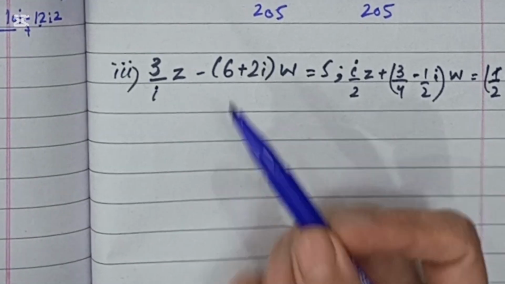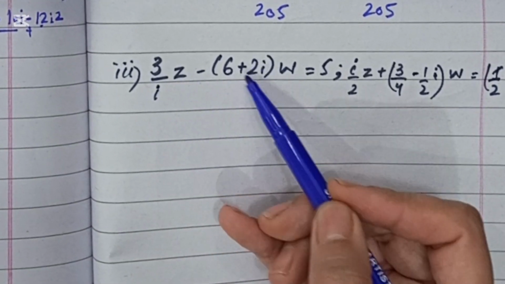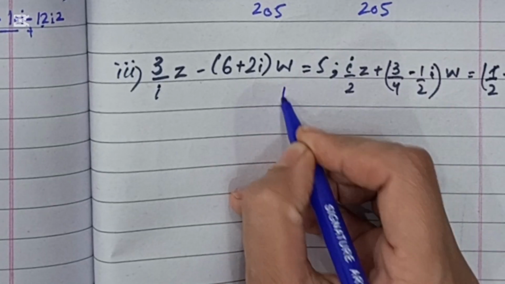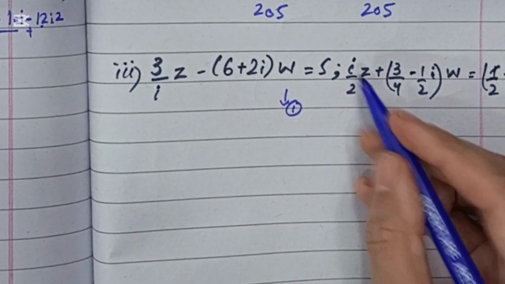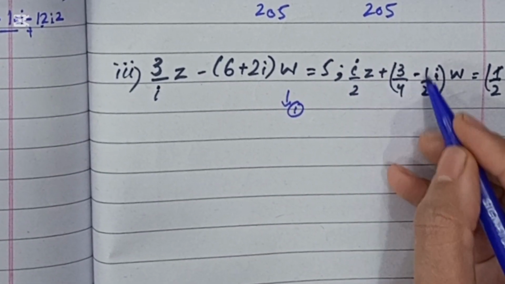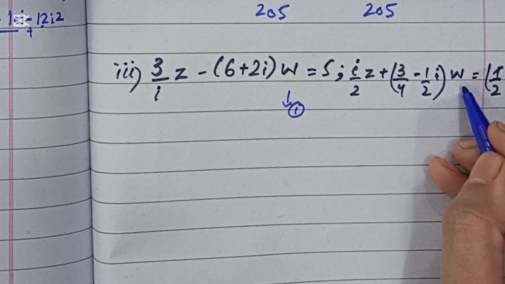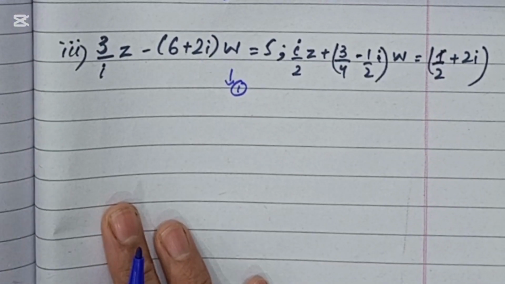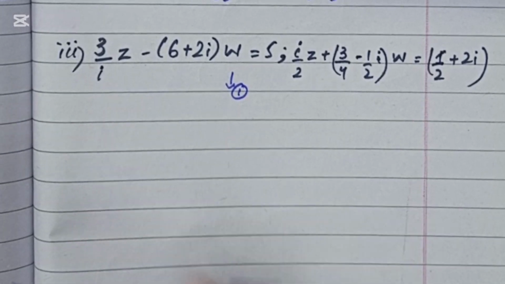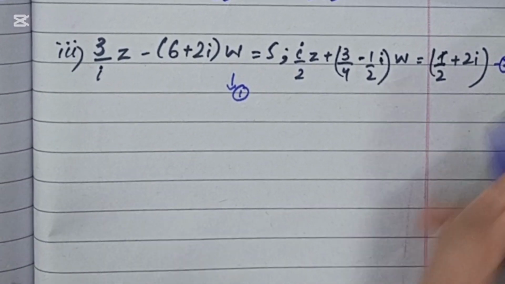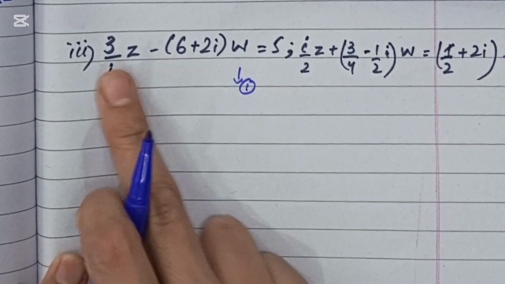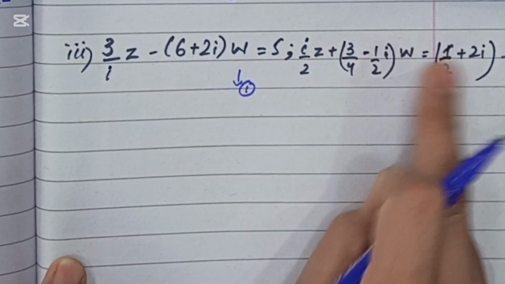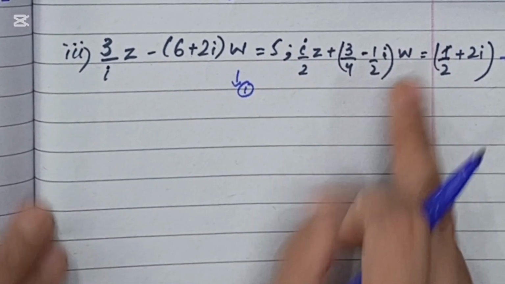Our part number 3 is 3 by iota Z minus 6 plus 2 iota W equals to 5. This is equation number 1. And iota by 2 Z plus 3 by 4 minus 1 by 2 iota W equals to 1 by 2 plus 2 iota. This is our equation number 2. Okay, so for making it same, we will multiply this whole equation with iota by 2 and this whole equation with 3 by iota.